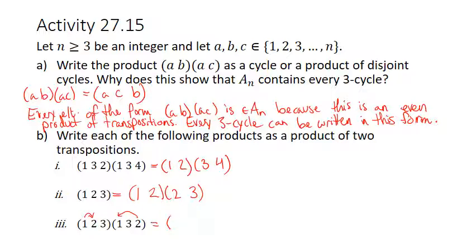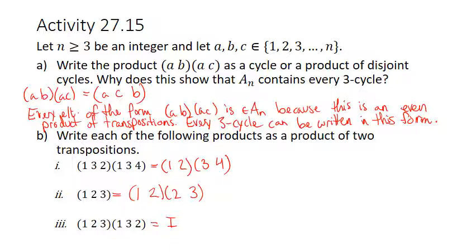Okay, let's see about 3 and 4. Well, just 3, actually. Where does 3 go? 3 goes to 2, and then 2 goes to 3. Oh, 3 doesn't go anywhere either. So, okay, this is actually just the identity. None of those elements get moved anywhere. Okay, so we did it.